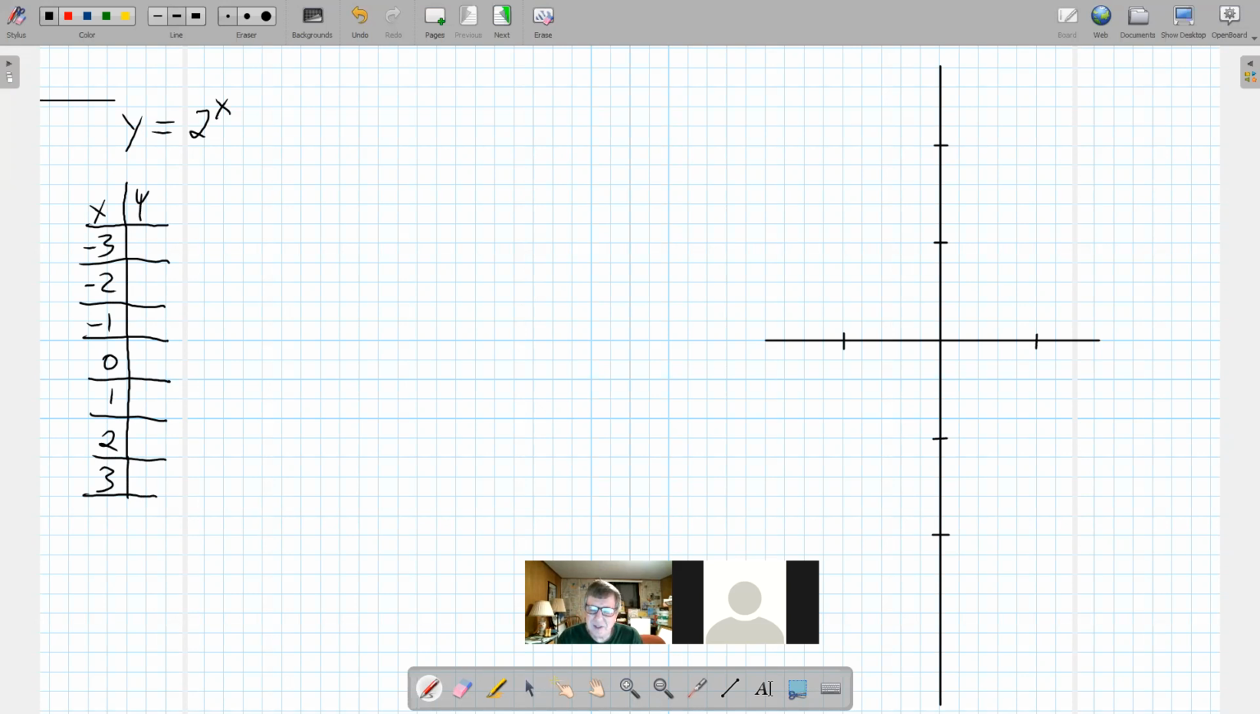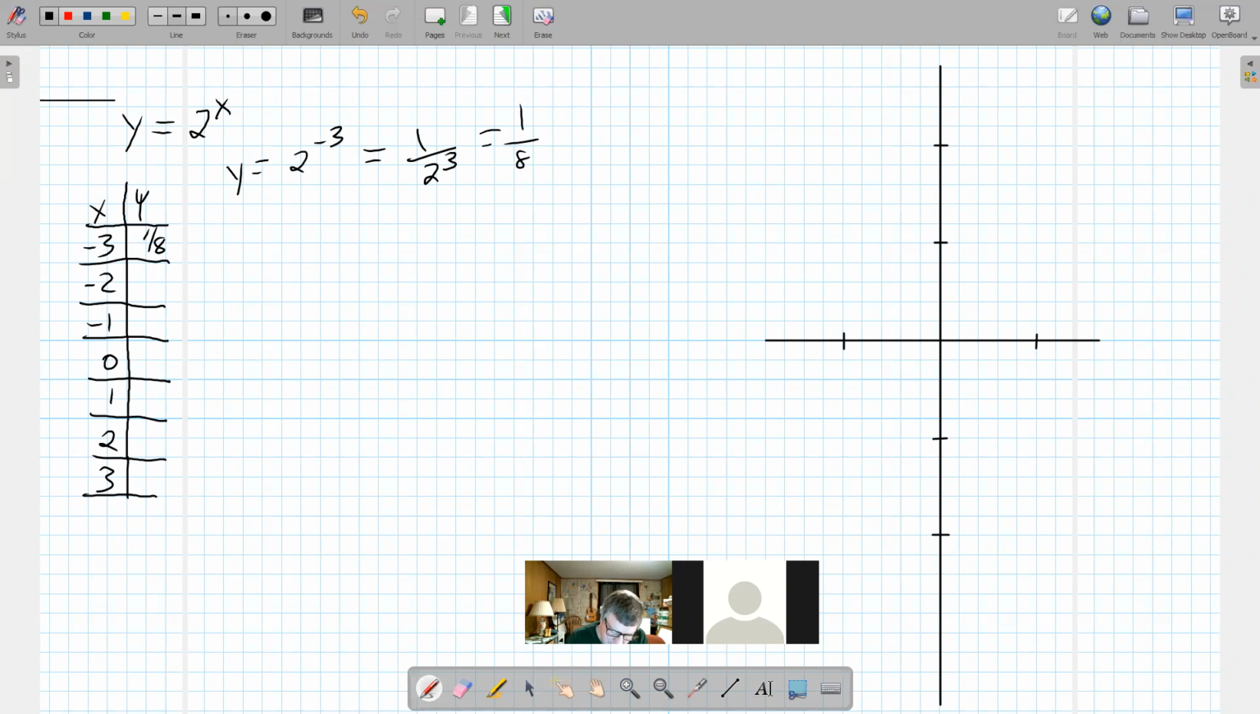So let's see what happens when we do that. So if x is -3, y equals 2 to the -3 power. Recall that you can rewrite a base raised to a negative exponent as 1 over that base raised to a positive exponent. So this becomes 1 over 8, or 1/8. Any questions about that?